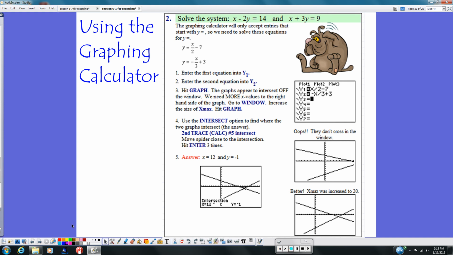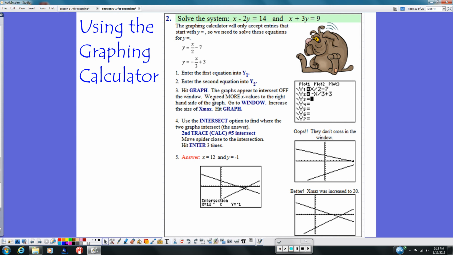Let's try another one. We have x minus 2y equals 14 and x plus 3y equals 9. Again, when we do stuff on the graphing calculator, it's only going to take answers that start with y equals. So we've got to do some work here and get these into slope-intercept form. Once we do that, we get y equals x over 2 minus 7 and y equals negative x over 3 plus 3. We're going to type those two equations into our calculator, and then we're going to press graph.